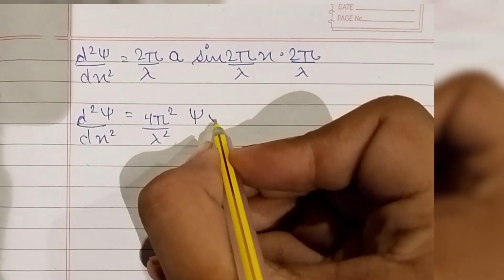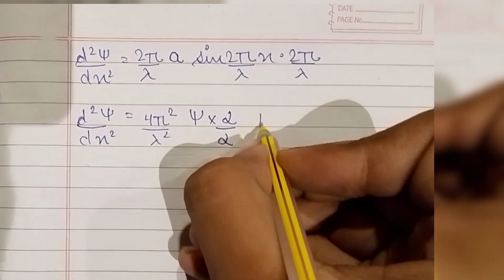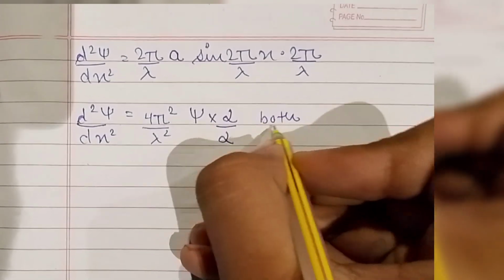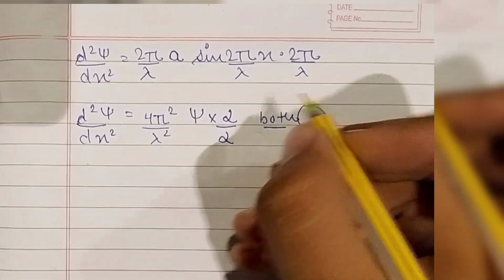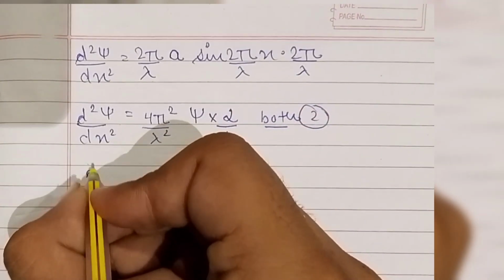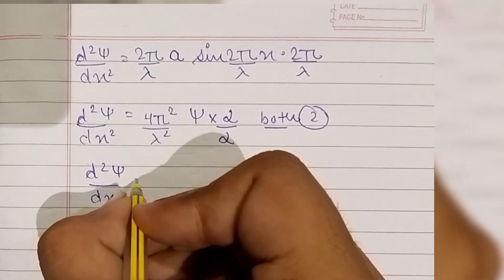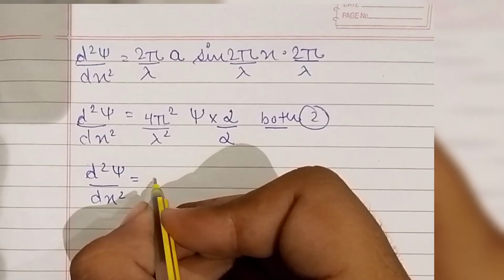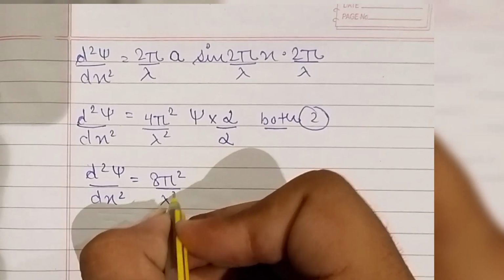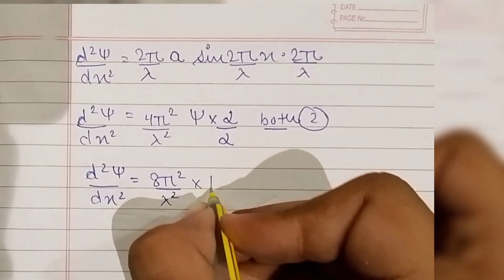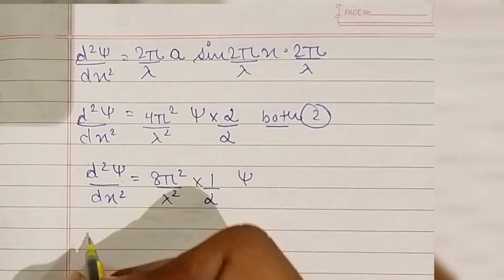And if we multiply and divide both sides by 2, we get d square psi by dx square equals 8 pi square upon lambda square into 1 by 2 psi.